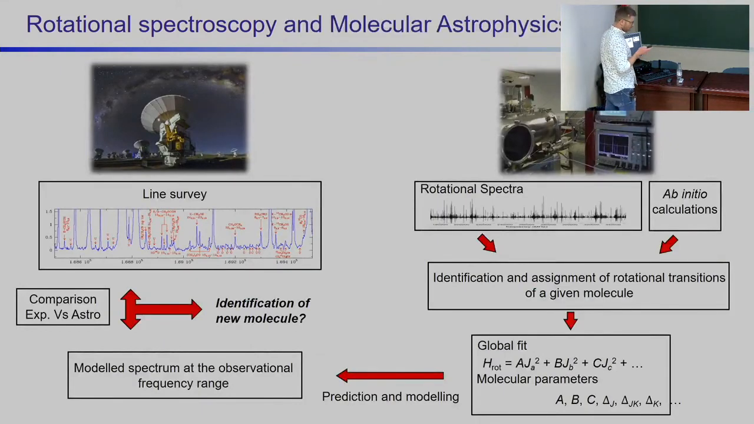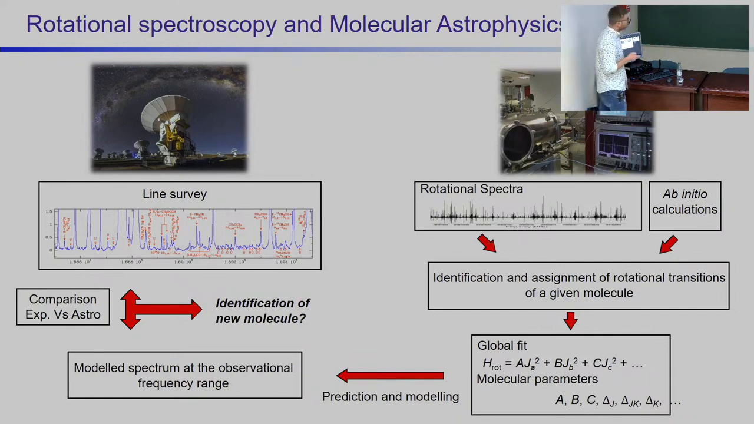Probably the most important application of rotational spectroscopy is to molecular astrophysics. This is because when we observe an astronomical object using a radio telescope, we can obtain a line survey, a spectrum where we can see all the rotational transitions of all the molecular species present in the object that we are observing. So the identification of all the molecules forming this object requires accurate knowledge of the frequencies of all the rotational transitions for these species.